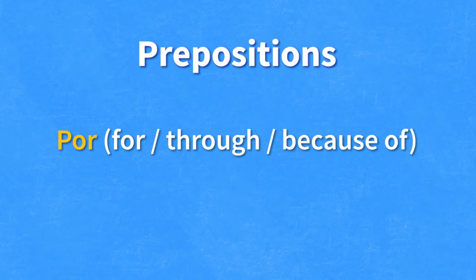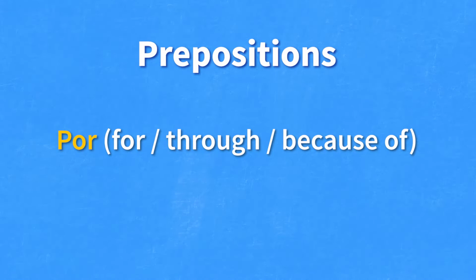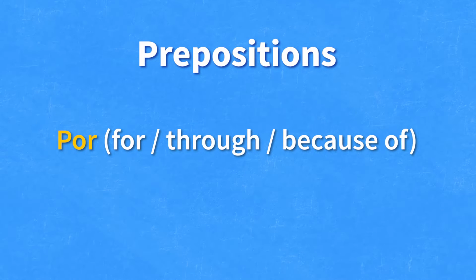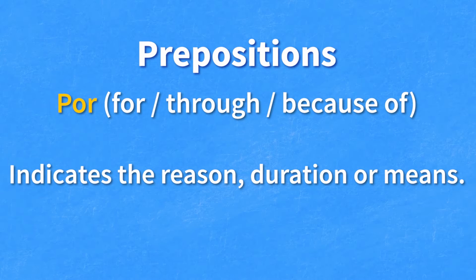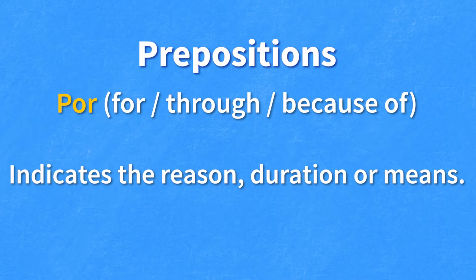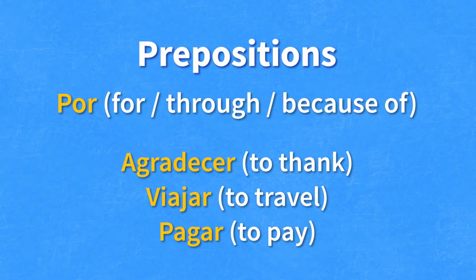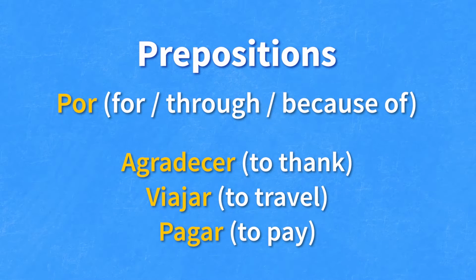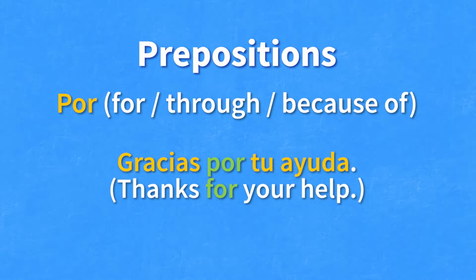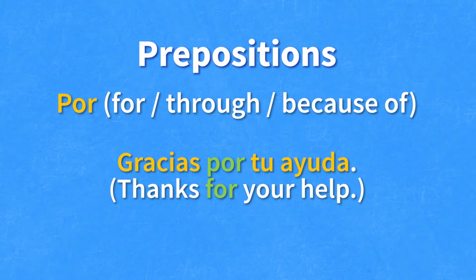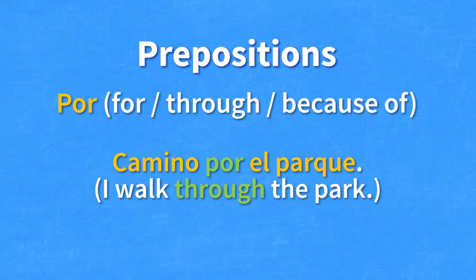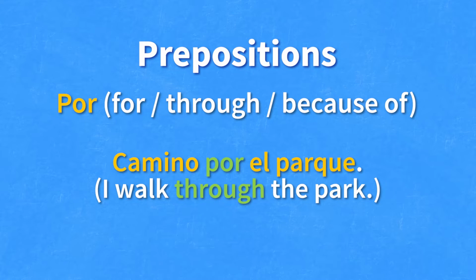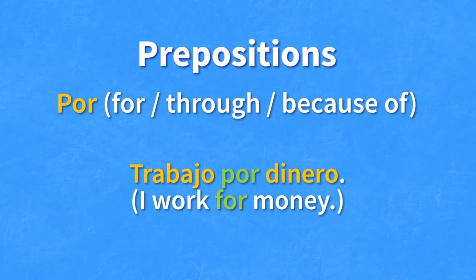Por. Por can mean for, through, or because of. It indicates the reason, duration, or means. It is commonly used with verbs like gracias, viajar, and pagar. For example, gracias por tu ayuda. Thanks for your help. Camino por el parque. I walk through the park. Trabajo por dinero. I work for money.